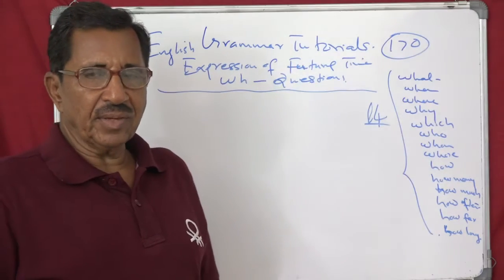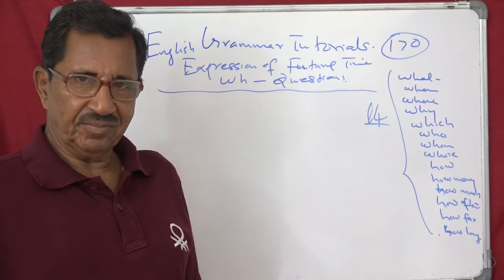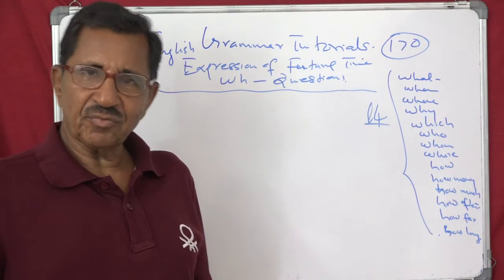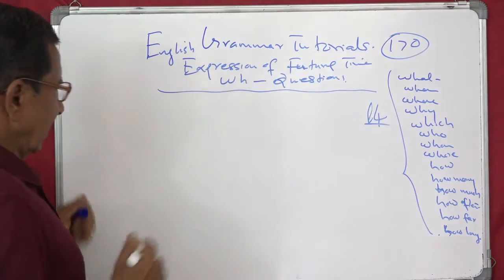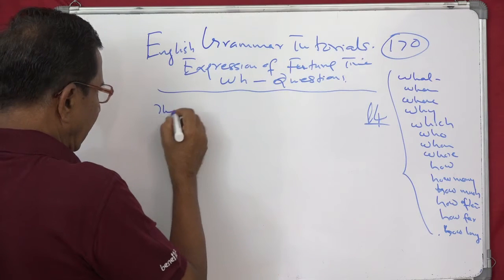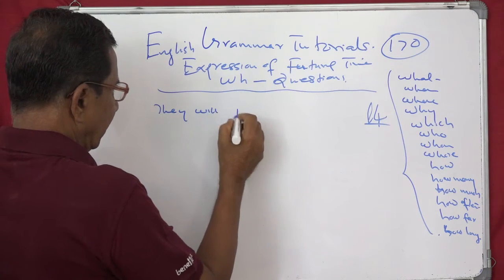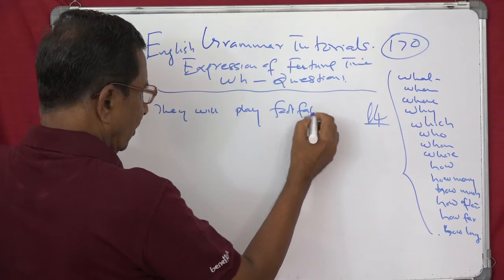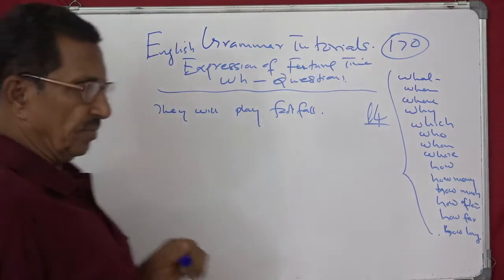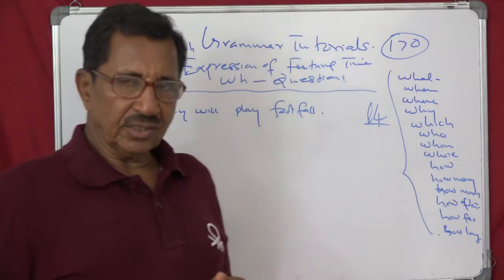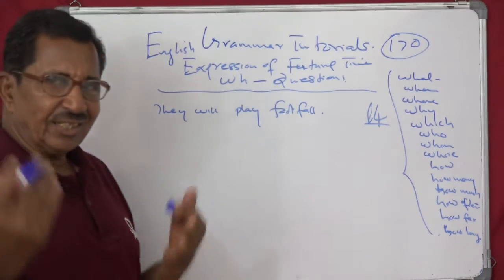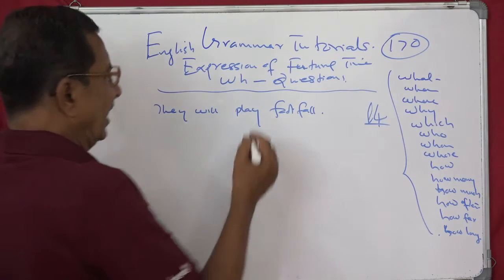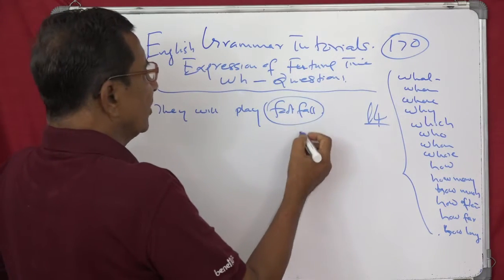So how are you going to make WH questions in constructions with will? You can see like that. They will eat, they will play football. So you have to make a question out of this. What do you do? As I already told you, we have been discussing this throughout whenever we discuss tense.